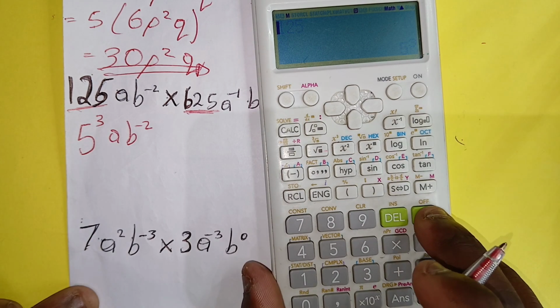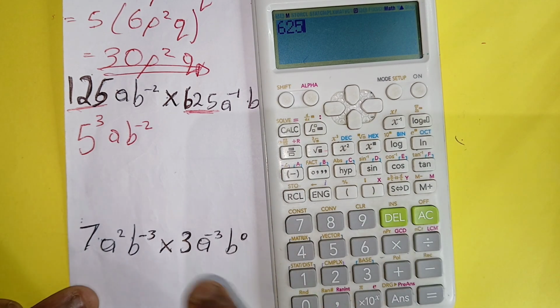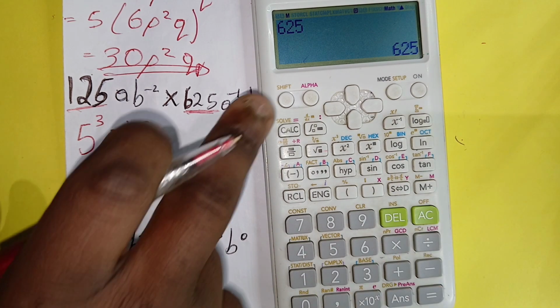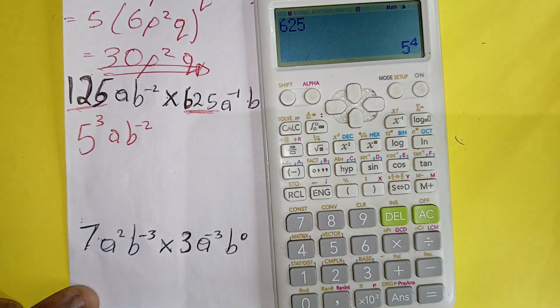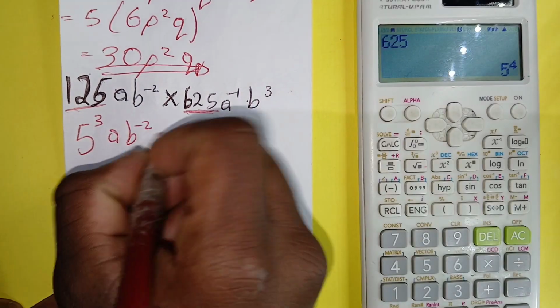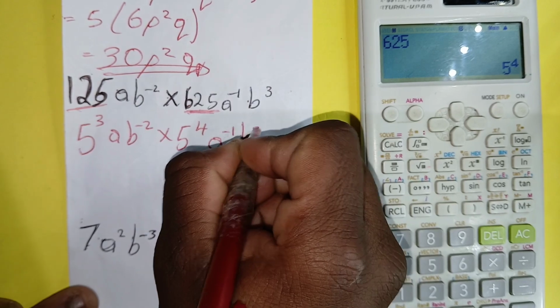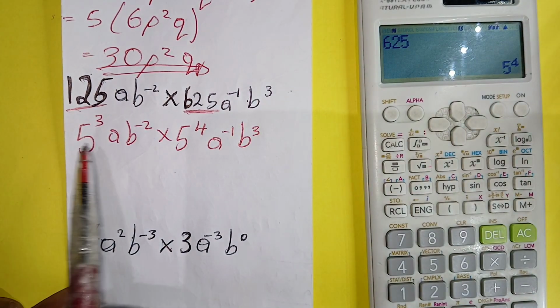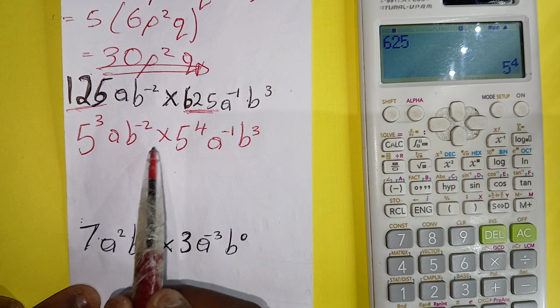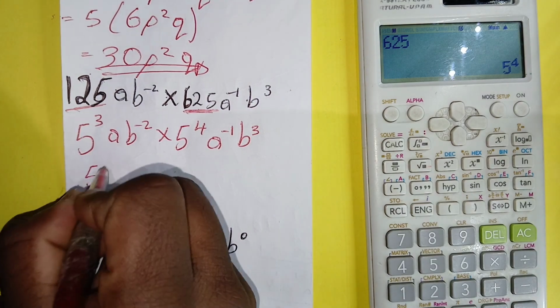And now let's convert 625. Press equal, shift, fact. So you get 5^-1, b^3. So again, now we have the same base. And when we multiply the same base, we add the exponents.